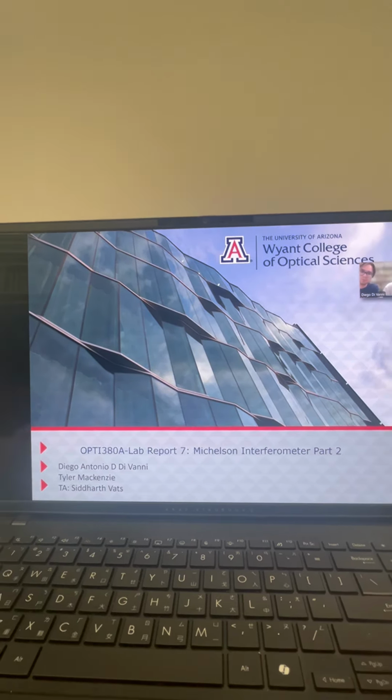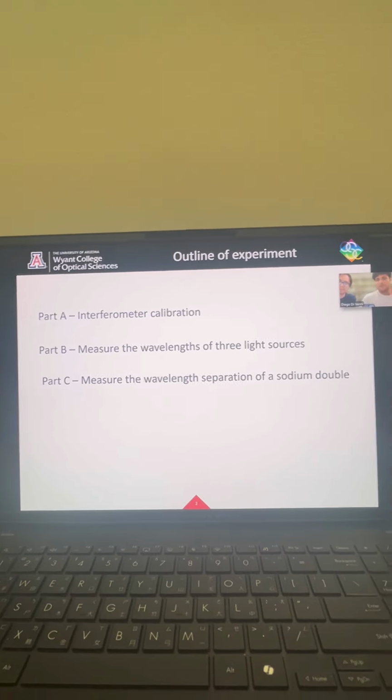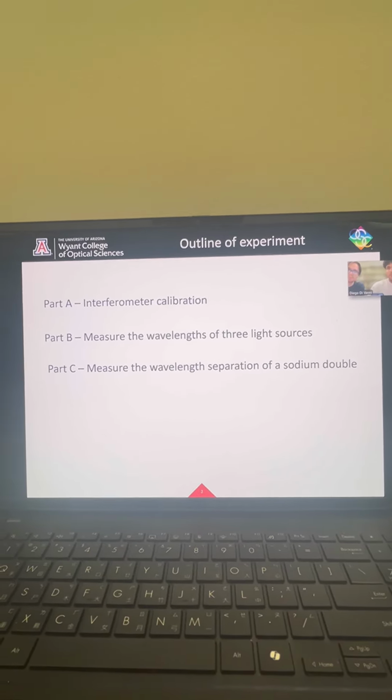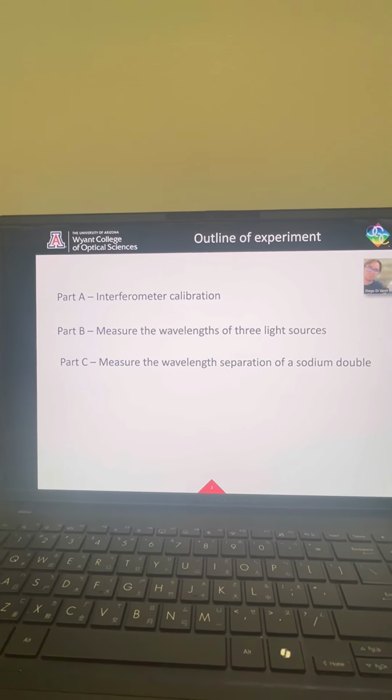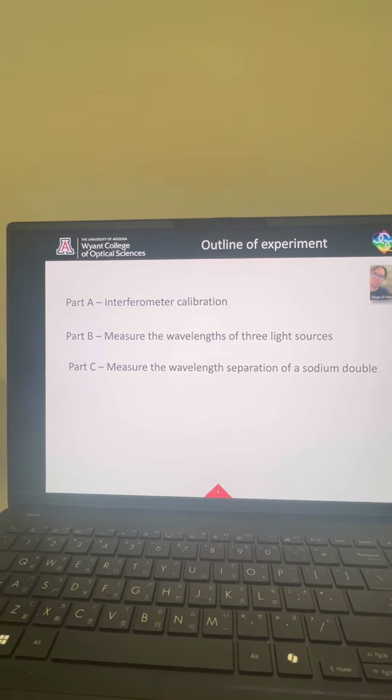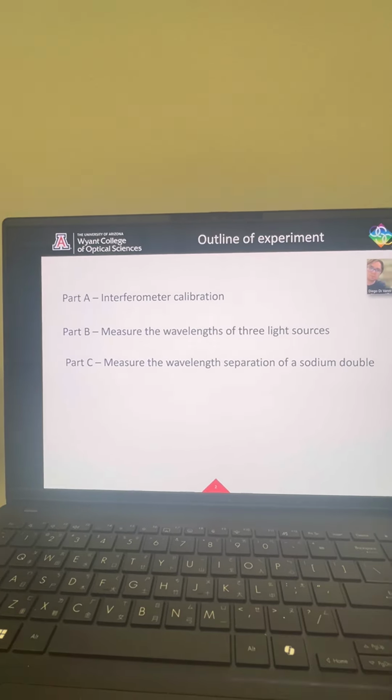Let's get started. So this is the outline of the experiment. In Part A, we did the interferometer calibration. In Part B, we measured the wavelength of the three different light sources. In Part C, we measured the wavelength separation of a sodium double.